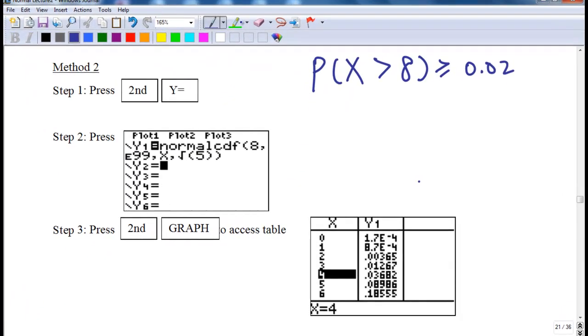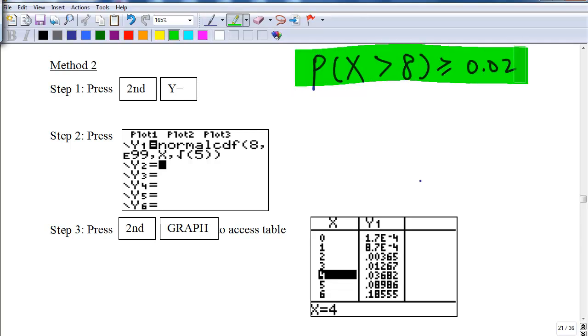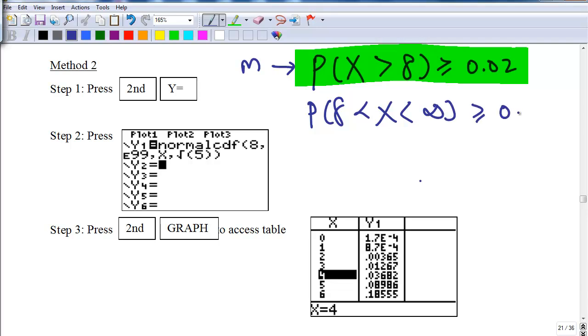Now the second method is actually a GC method. Let's take a look at what we have been given. We have been given this: probability X bigger than 8 is bigger than or equals to 0.02. Now remember, I want to find the least integer m for this to happen. So let's look carefully at this line. This line is actually your X bounded by 8 and infinity, to be bigger than or equals to 0.02.